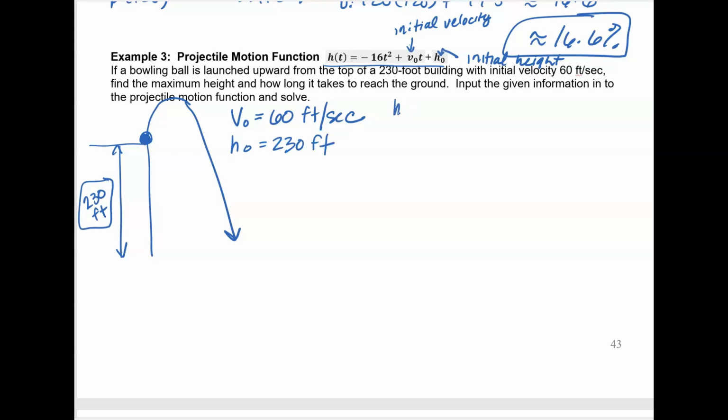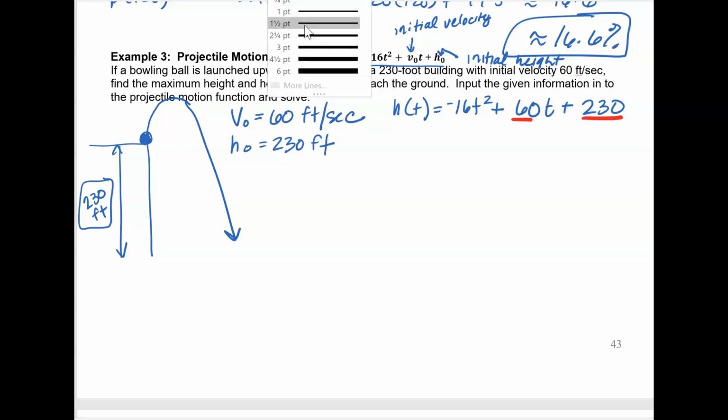So I'm going to go ahead and write this function, but instead of v sub 0, I'm going to write 60, and instead of h sub 0, I'm going to write 230. Just to be clear, I put the 60 and the 230 in myself. Those were given in the problem. The rest of the numbers are given to you.